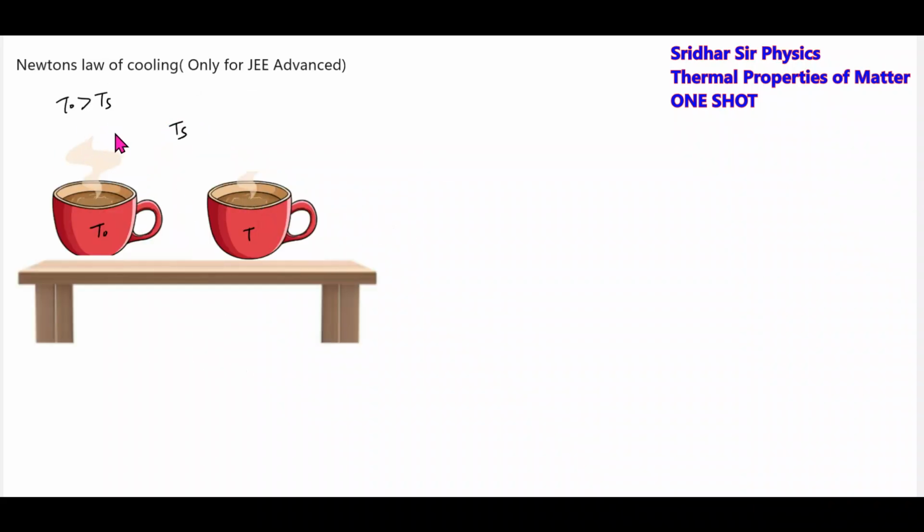Next we have the temperature. The temperature of this hot coffee is more than that of the surroundings. So here it will be emitting radiation. At the same time, it will also be absorbing. This will be emission, this will be absorption. So the net power emitted will be greater than what is absorbed. Therefore it will be cooling down.